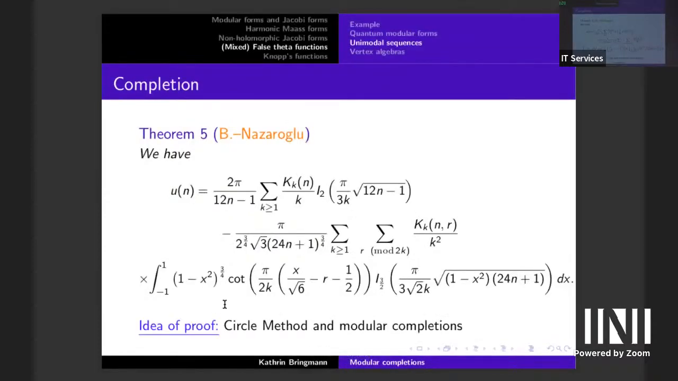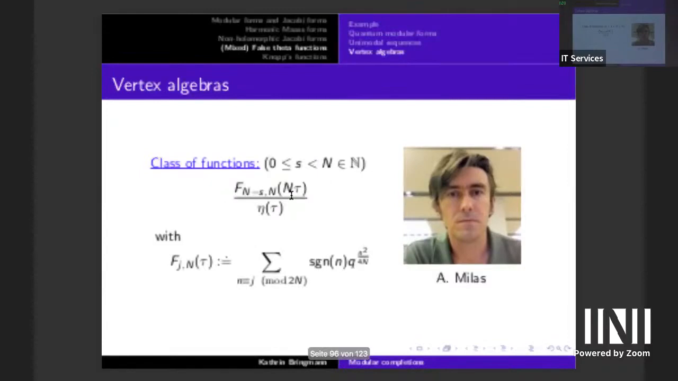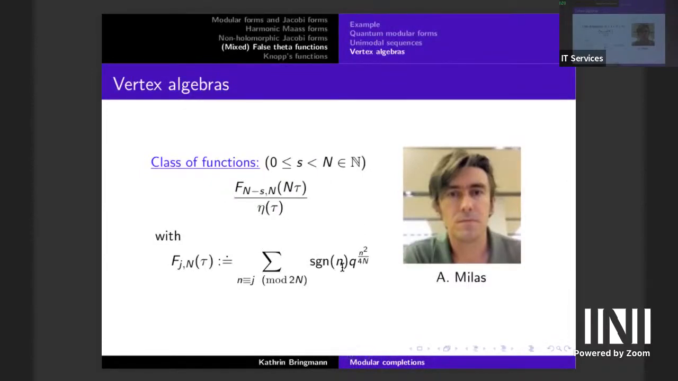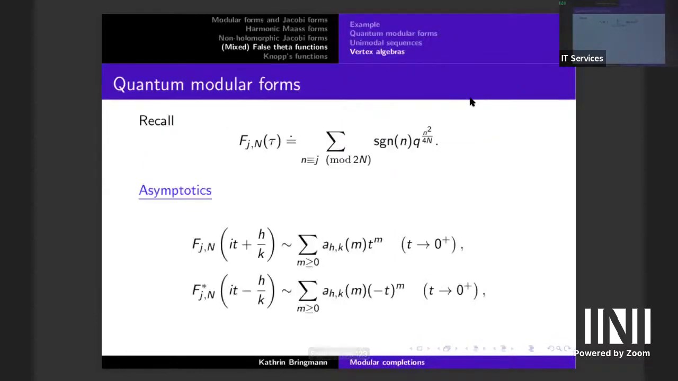And the idea is just to use the circle method and modular completions. Another place where these false theta functions come about is in vertex algebras. The class of functions I was studying with Andrew Milas are those objects. So we're looking at certain false theta functions given as follows. Again, a sign factor. You're now restricting to certain congruence classes, and we're dividing by an eta function. These are our objects, and then we can write down the asymptotic behavior.